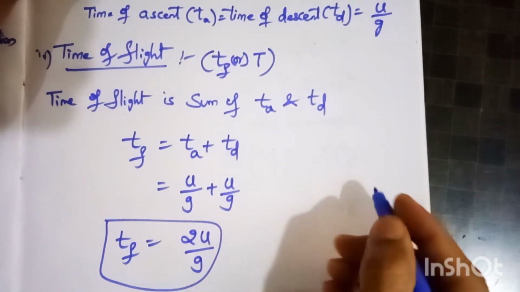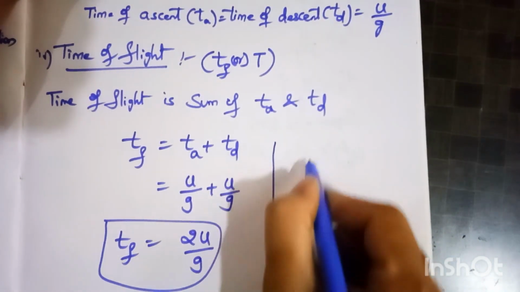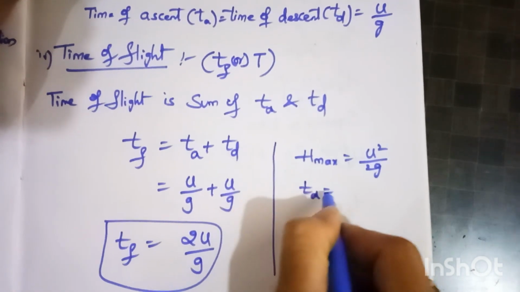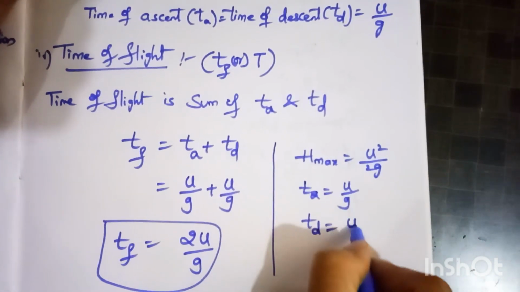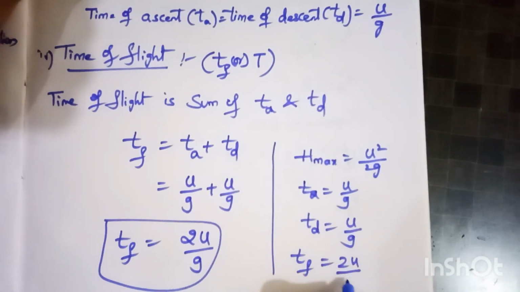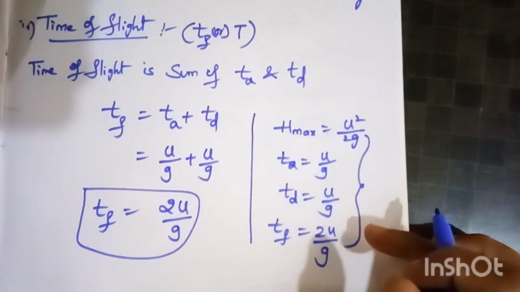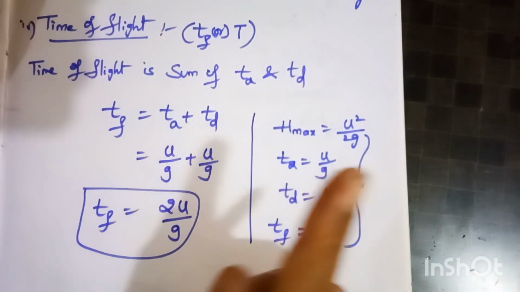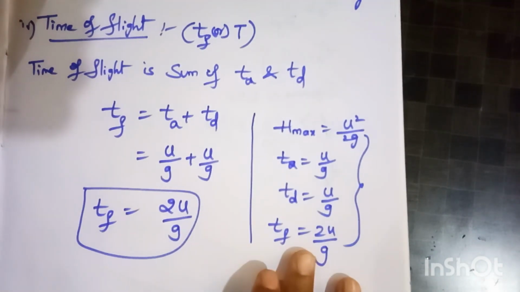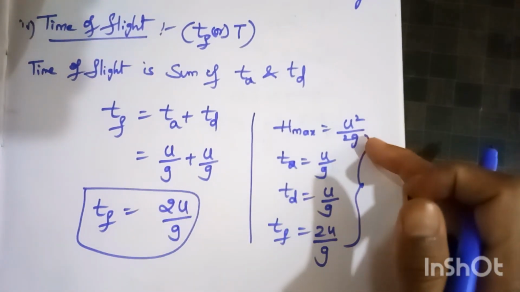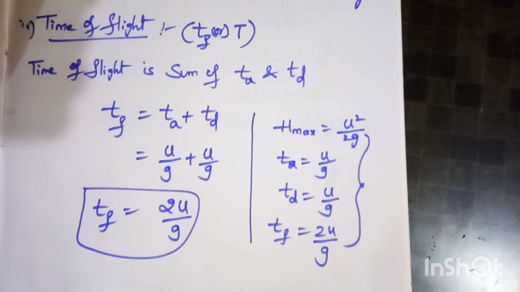So we have discussed 4 parameters: first is maximum height, u square by 2g; time of ascent Ta equals u by g; time of descent Td equals u by g; and time of flight Tf equals 2u by g. These are the 4 motion parameters we discussed so far. These motion parameters are obtained only when an object is projected vertically upward. Without upward projection, there will be no maximum height, time of ascent, time of descent, and time of flight. These are the 4 important motion parameters which are very useful in problem solving.